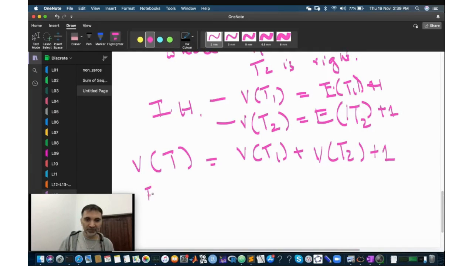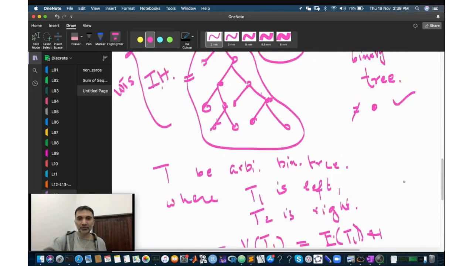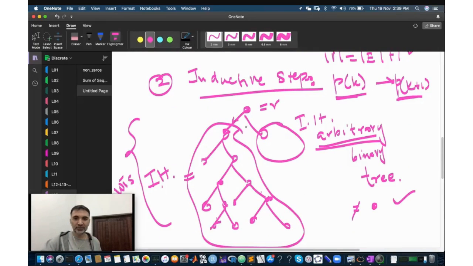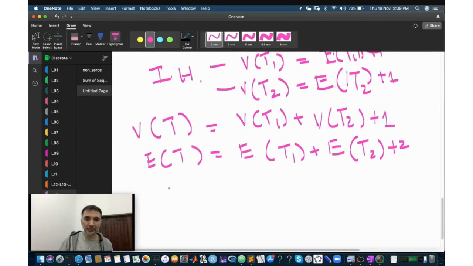Number of edges in the new tree are how much? In terms of the number of edges in T1 plus T2 plus 2. Plus 2. Okay, we add 2 more edges. We add this edge and we add this edge. Awesome, great. So now we need to find out vertices in terms of edges. So let's just do that.